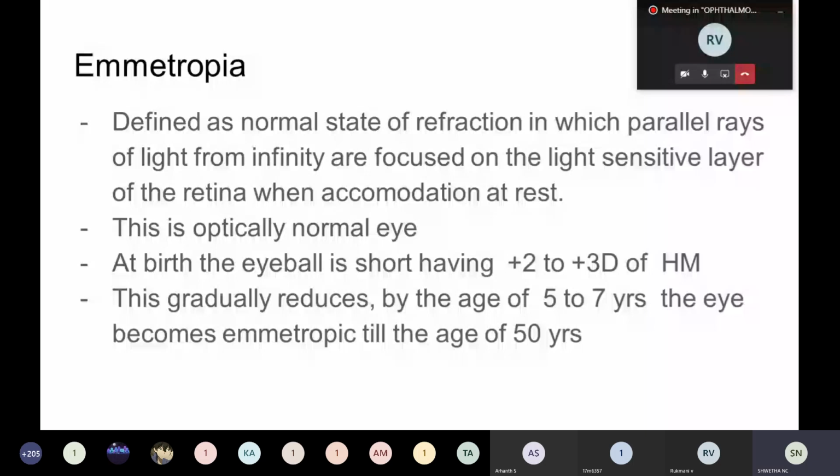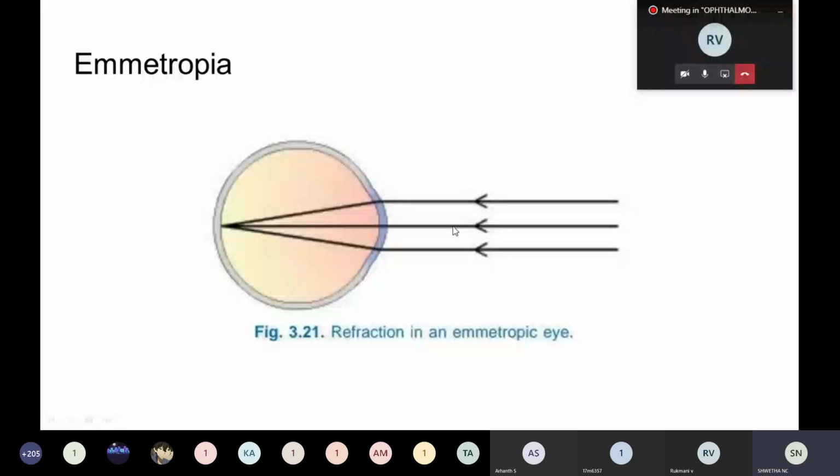You can see the diagram. This is the parallel rays of light from infinity, and they are focused on the retina. They are focused on the light sensitive layer of the retina when accommodation is at rest, meaning when the eye is at rest. That is what we call emmetropia. This is very important. You have to know these things.